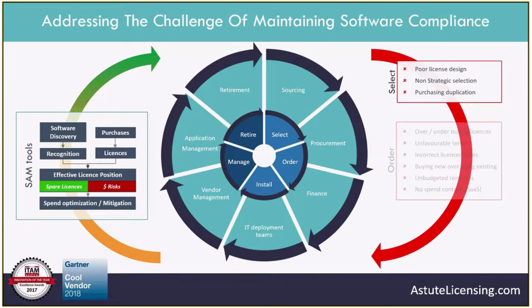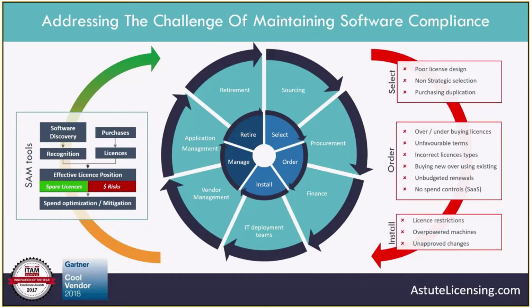As we're buying software, we can buy the wrong terms and conditions, wrong license counts. We can get unfavorable terms and conditions. We can buy new software instead of using existing software we've already got on the shelf. And this leads to unbudgeted renewals. We have no control over new SaaS applications coming into the organizations, which creates unexpected spend, and again, a whole host of other issues in this space.